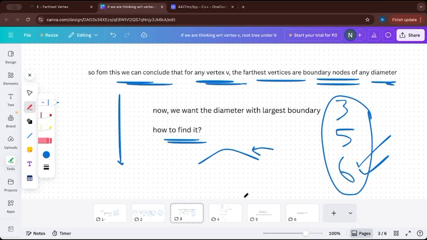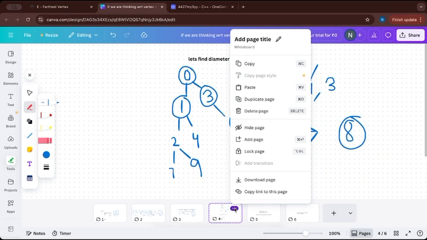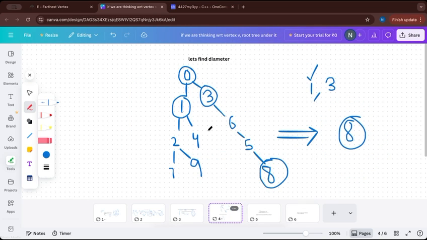So now the main thing is to find the diameter with this condition. What is the condition? To include the node with the maximum number also, if there are many such nodes. So let's do it, and then it will be simple. So how to find the diameter in a tree? Simply, we can do BFS from any node.